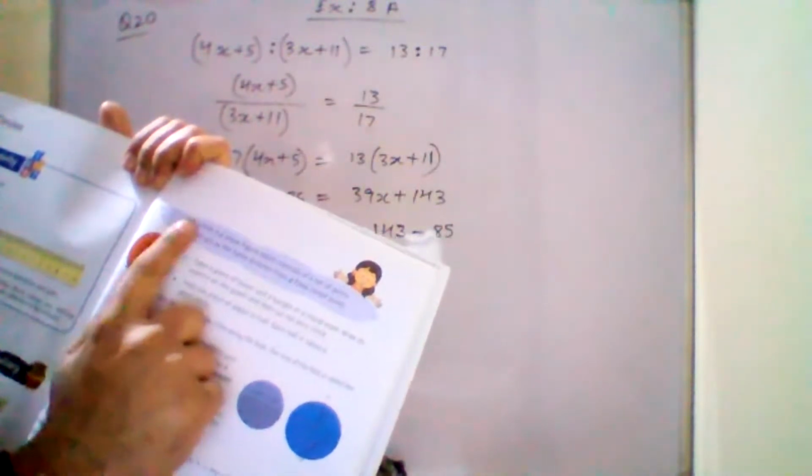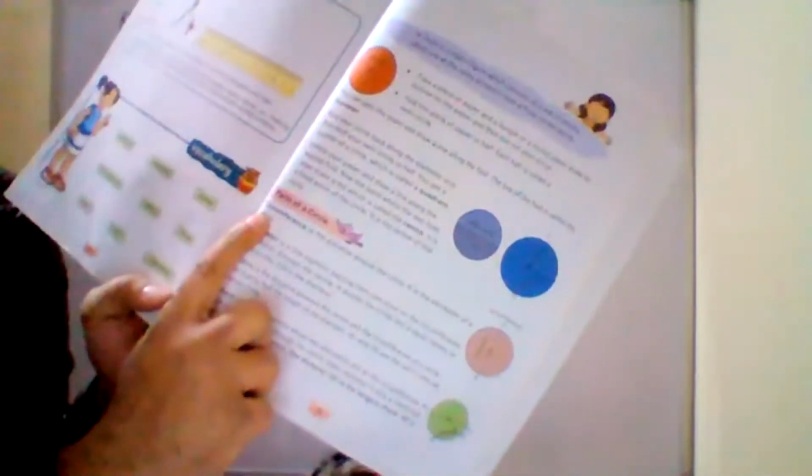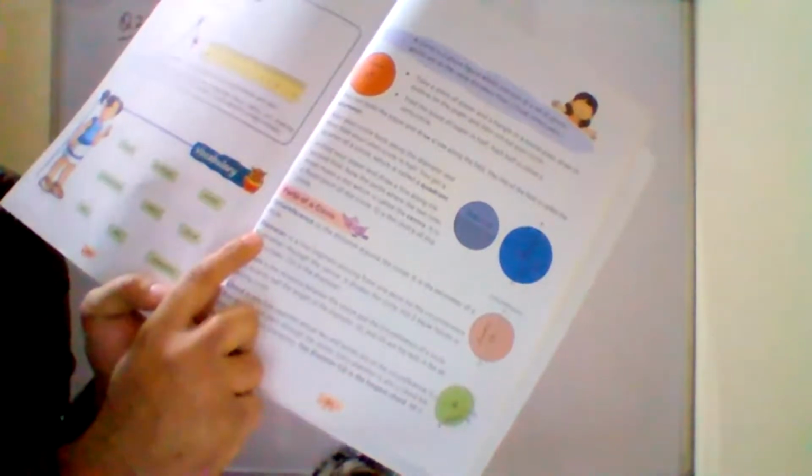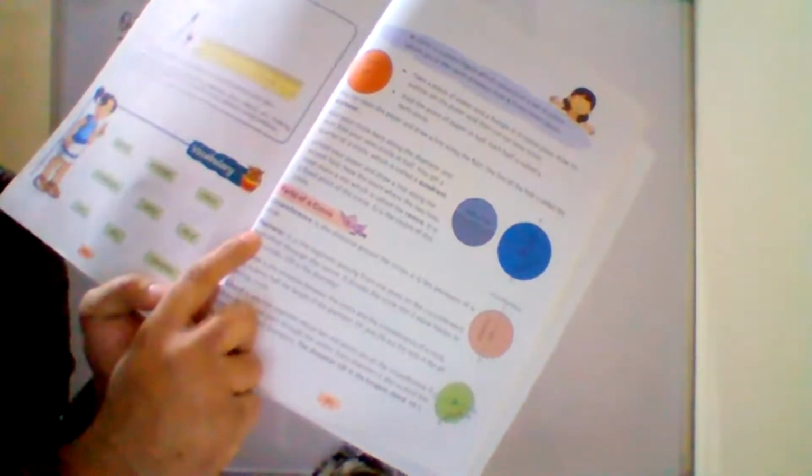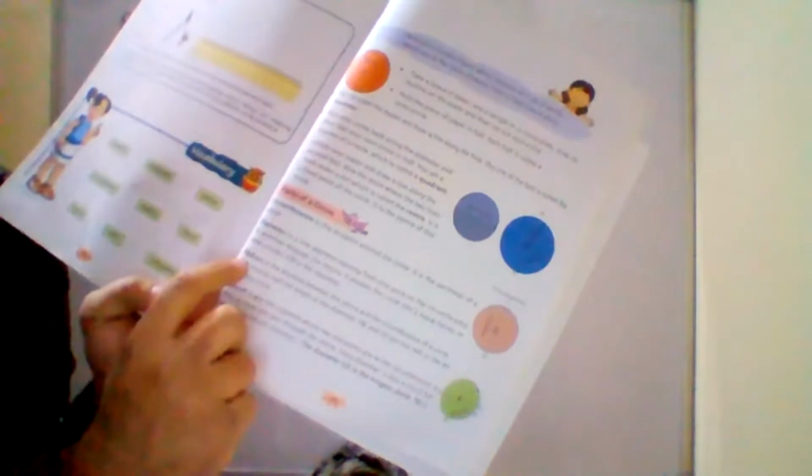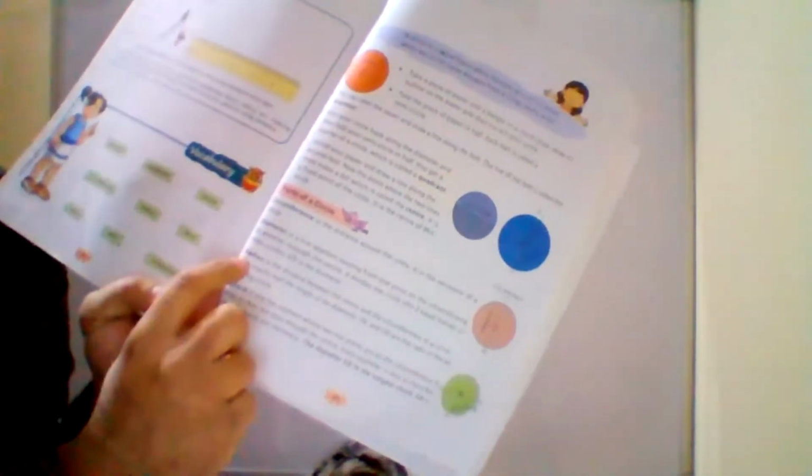So now you see what you have to do in the book. You have to open page number 155. Is it visible clearly? Yes, sir. Open page number 155. In this page, you can see the parts of a circle.